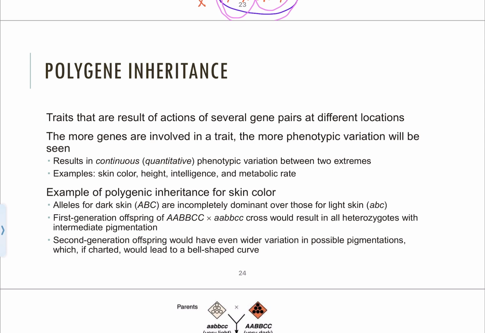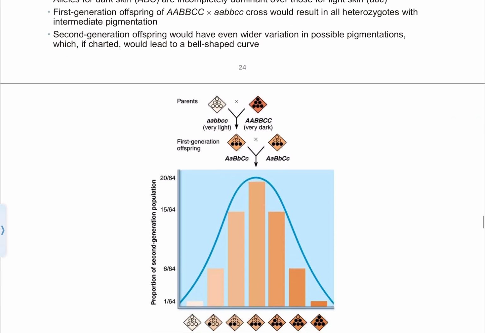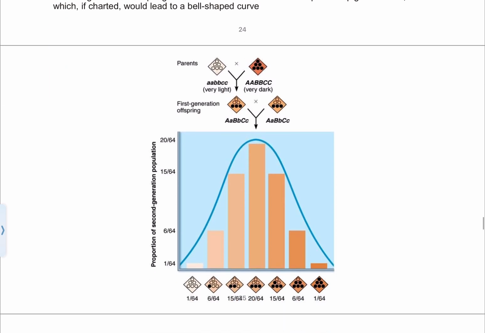As an example of polygenic inheritance for skin color, alleles for dark skin are capital A, B, C, and are incompletely dominant over those for light skin, which are the lowercase versions. You will not have to do anything with this unless you move on to take a genetics course. For now, I just want you to understand some of our phenotypes that are inherited this way and what it means. Here's an example, and this is why we're not actually going to do it, because it gets a little crazy. This is basically our two extremes of skin color here.